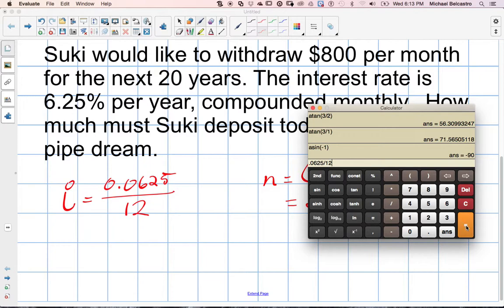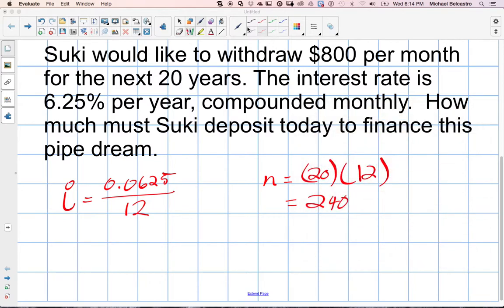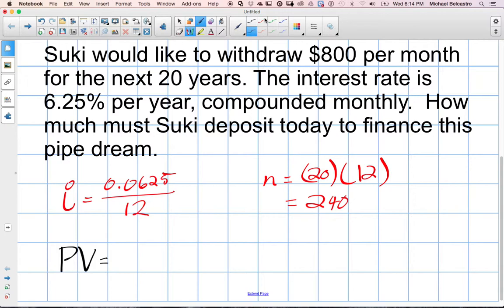0.0625 divided by 12. Okay, I'm going to leave this as a fraction because we're just going to work with it the way it is. Because if I write it this way, there's going to be a bit of a rounding error. It's not going to be much if we write to like 4 or 5 decimal places, but we'll leave it in fractional form. So it says that the present value is equal to regular payments.